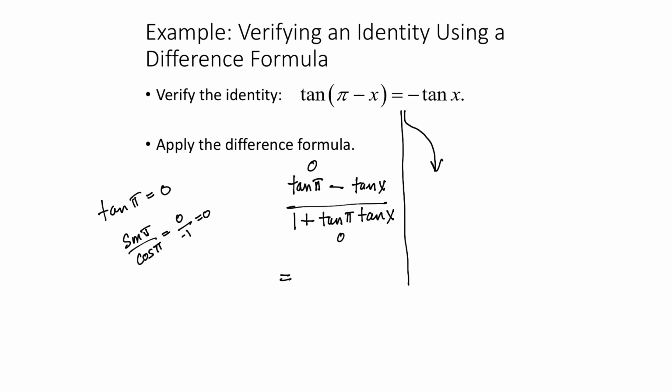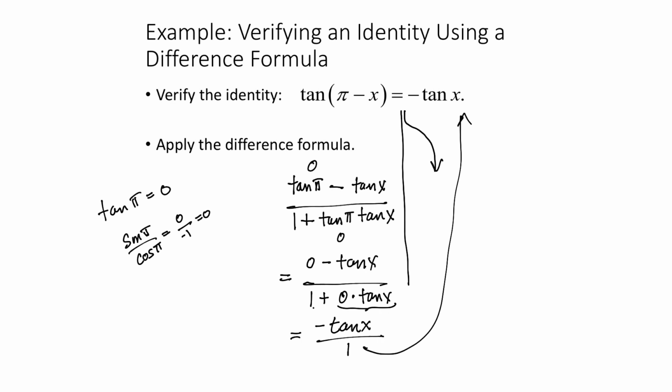Simplifying that out, that would be 0 minus tan x. And on the bottom, I would have 1 plus 0 times tan x. 0 minus tan x is just negative tangent of x. 1 plus, this product comes out to be 0, so we end up with 1 plus 0, or 1. And so therefore, we can see that this identity actually does work. The tangent of pi minus an angle is equal to the negative tangent of that angle.